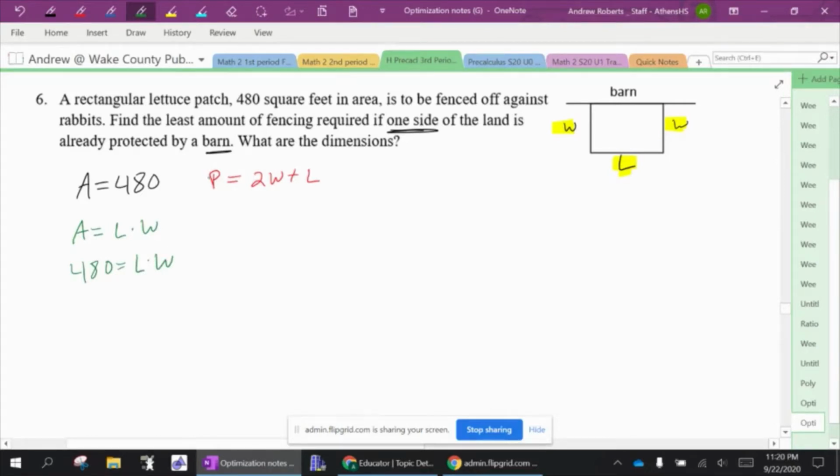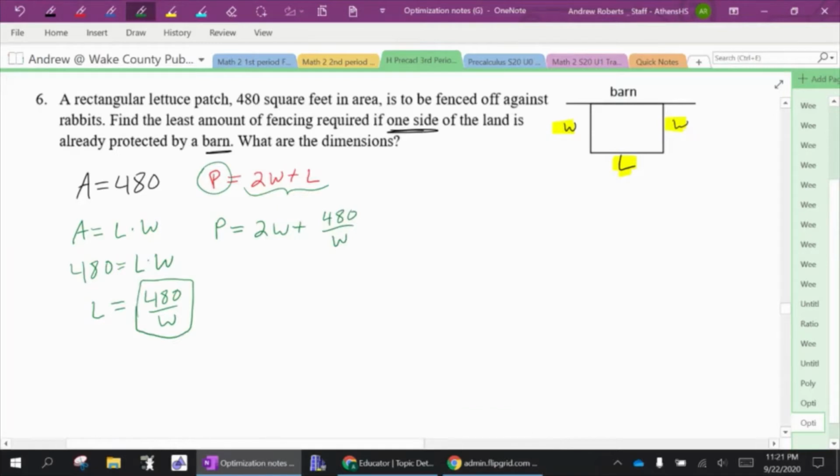And my goal is to minimize my perimeter. So that's what I want to start plugging stuff into, this equation here. So I'm going to replace the L because it's kind of by itself. So length is going to equal 480 divided by W. So I will have my perimeter equals 2W plus length, which I'm going to replace with 480 divided by W. Okay. So I have that. That's what needs to be minimized.